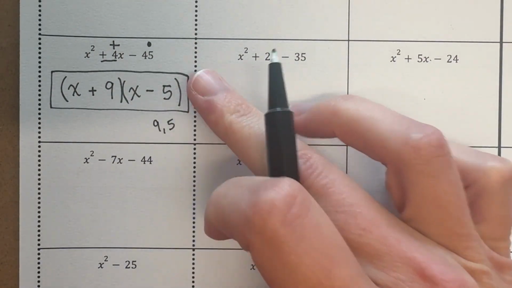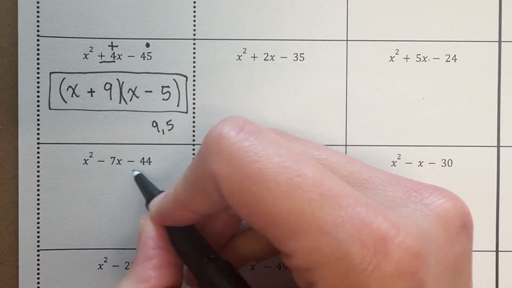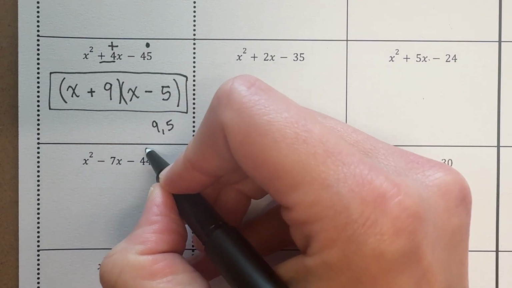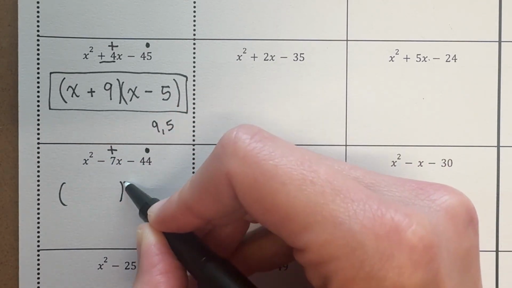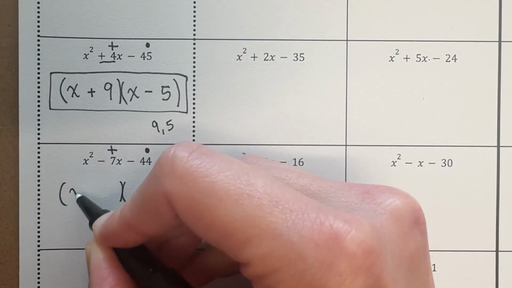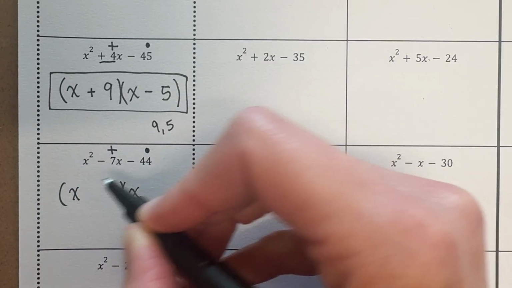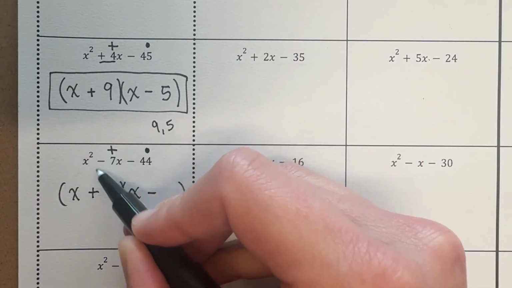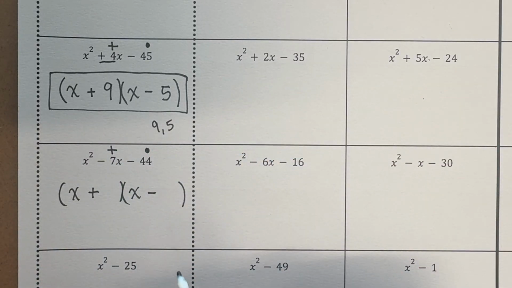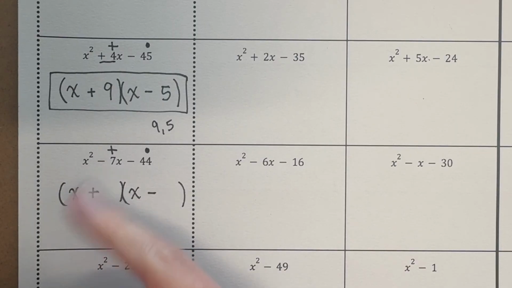This next problem is very similar to the row above. I'm still multiplying to a negative, but this time it also adds to a negative. So the difference is here. Again I have this x squared out in front, so I'm going to write the x and the x. I'm multiplying to a negative, so again that means one positive, one negative. This time I want to add to a negative. So once I figure out my two numbers, I'm going to make the larger number the negative number.